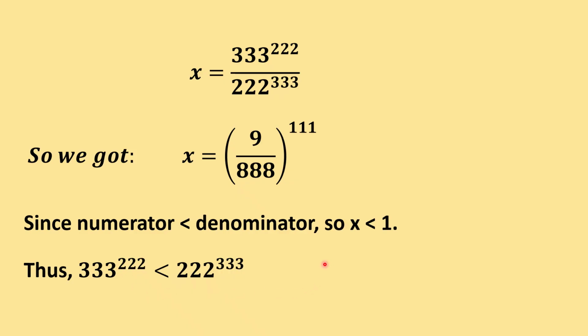We were asked which is smaller and which is greater. So 333 power 222 is smaller and 222 power 333 is greater. That is how we proved it. Now we will see how we could have said, even without calculating, on the spot, we could have given an instant answer. Let us see how we could have done that.